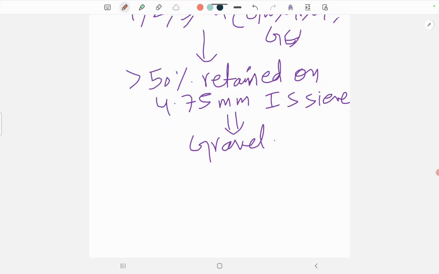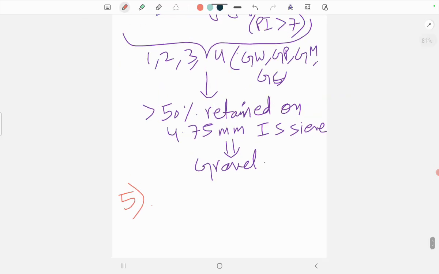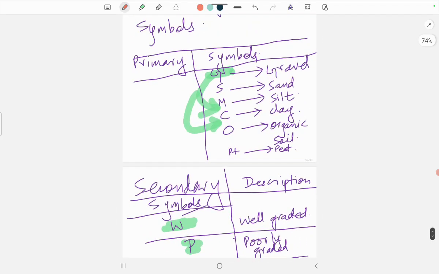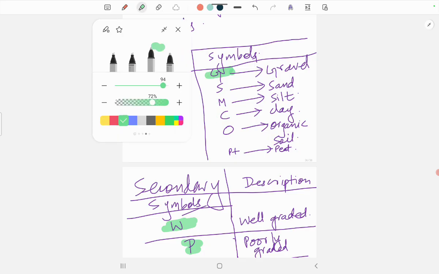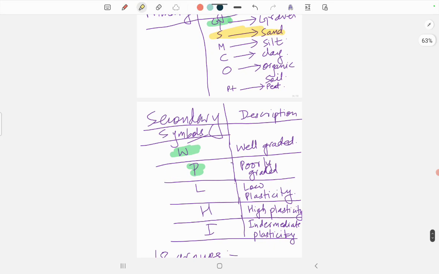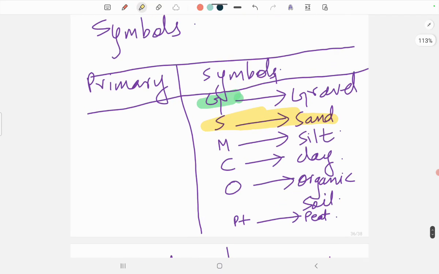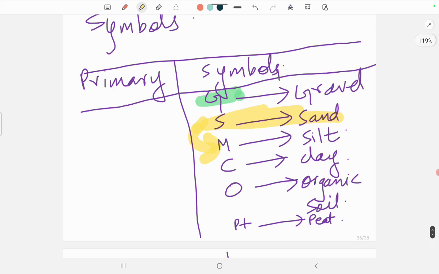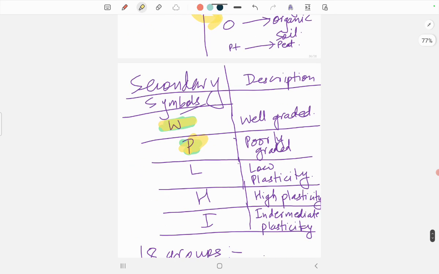Now the next group, from number 5, we will write about sand. Now we wrote about the gravels. Similarly, we are going to write about the sands too. So in the case of sand, we have well graded sand and poorly graded sand, and then back to the table, that is silty sand and clayey sand, similar to gravel.